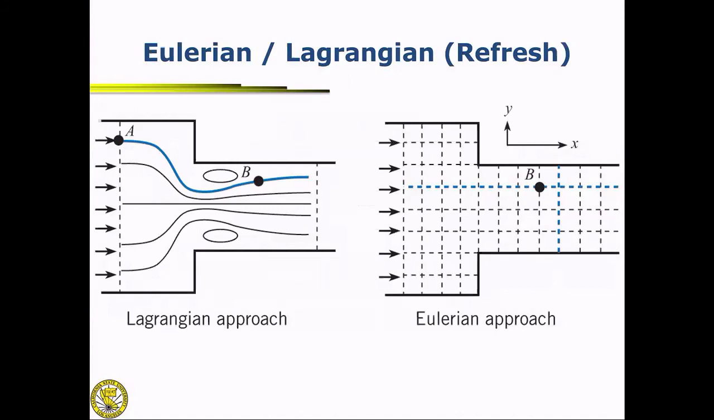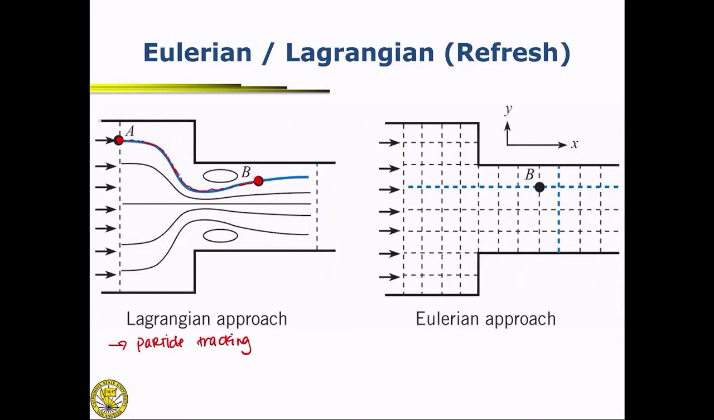is the concept of Eulerian versus Lagrangian perspective. So first of all, the Lagrangian approach is talking about more or less particle tracking. So you have particles moving in a system. So in this case, it's particle A moving from A to B along this path line. That is the Lagrangian approach.